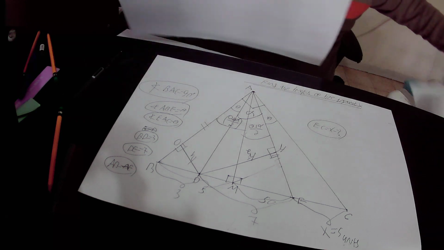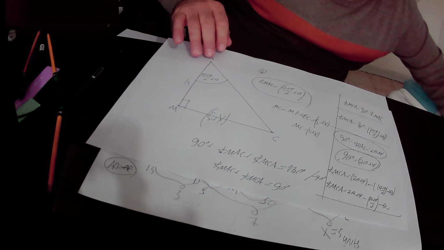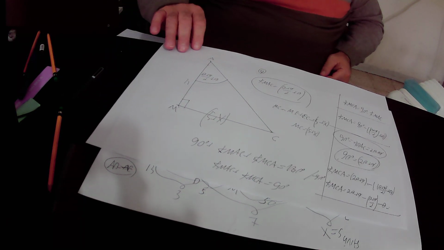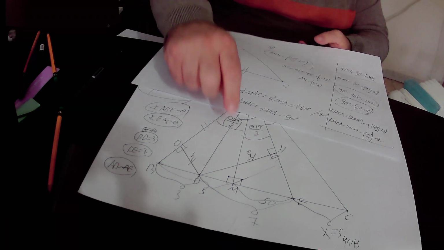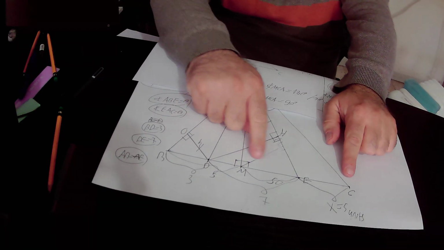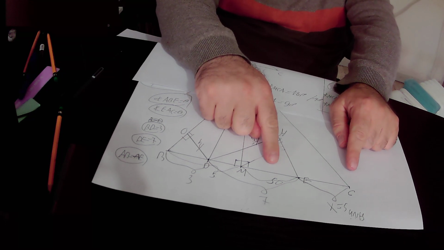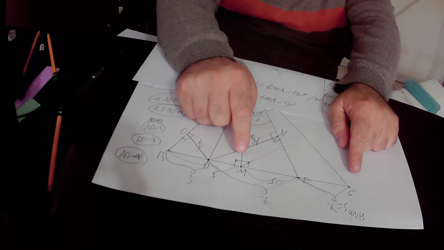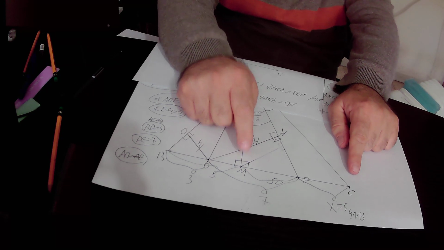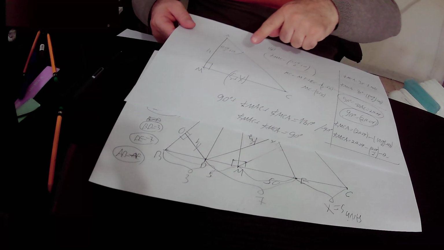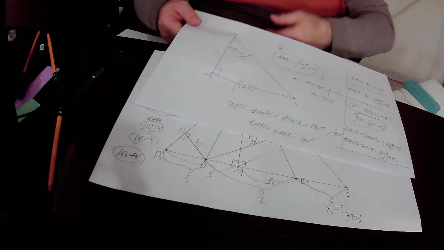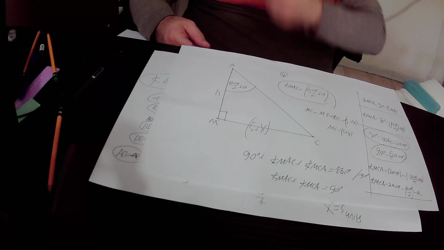Then we focus on the right triangle AMC. What is the value of MC? You can see easily from the drawing that MC equals ME plus EC. ME equals 5 and EC equals x. So in conclusion, MC equals 5 plus x. AM equals h according to our definition.